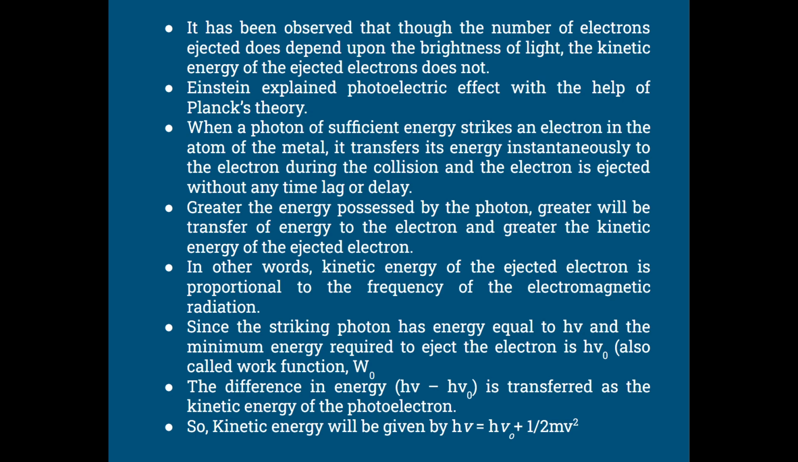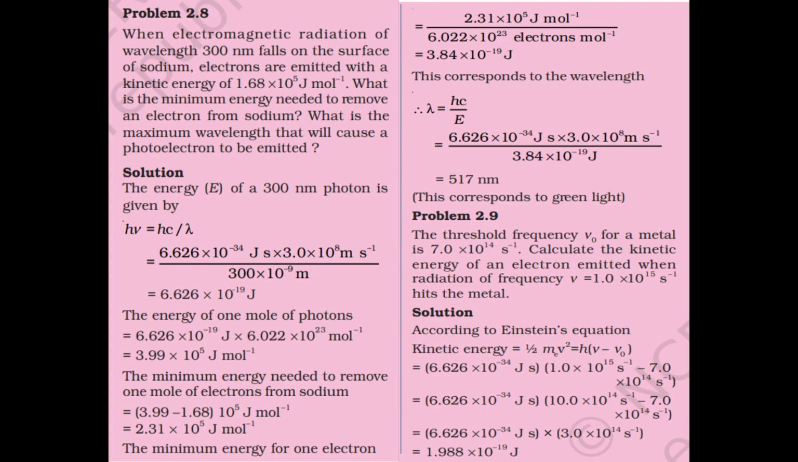Now let's see some numericals in the next slide. So here are some numericals. First is, when electromagnetic radiation of wavelength 300 nanometer falls on the surface of sodium, the electrons are emitted with kinetic energy. What is the minimum energy needed to remove?